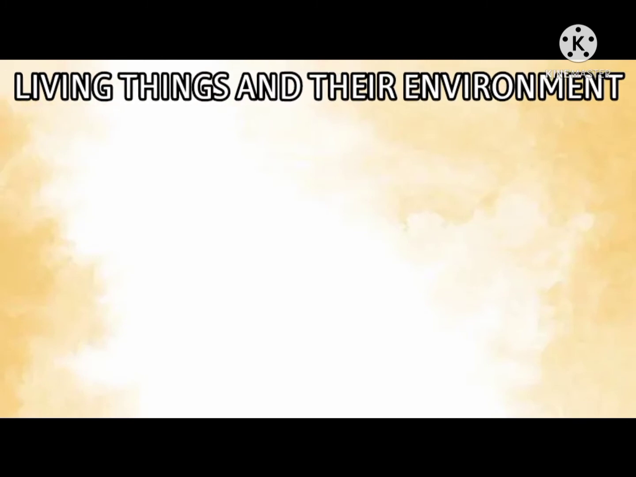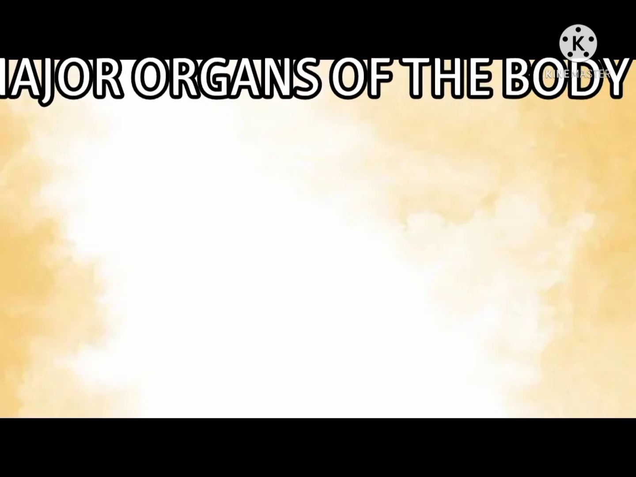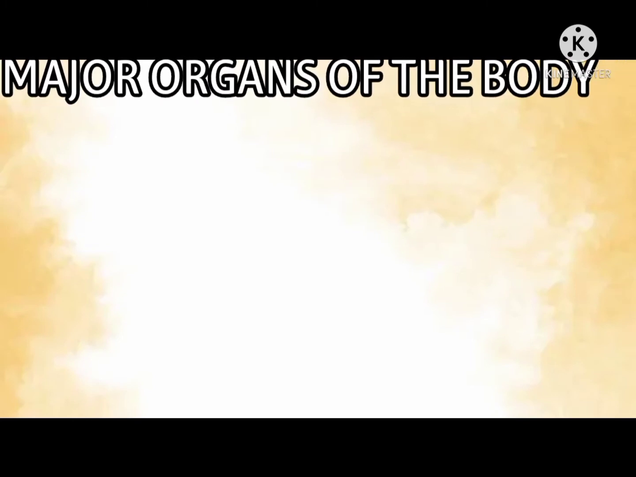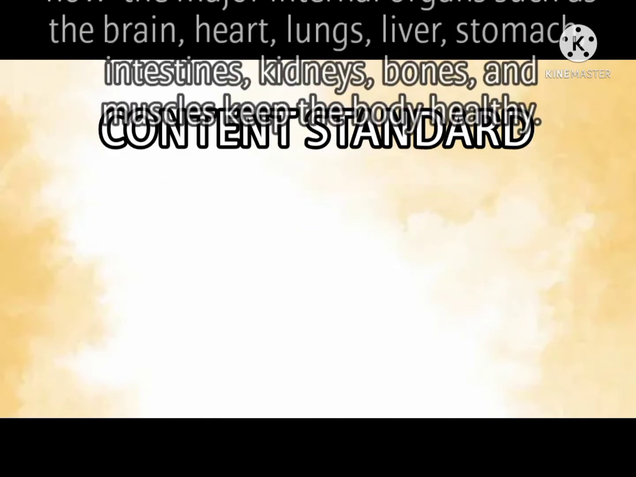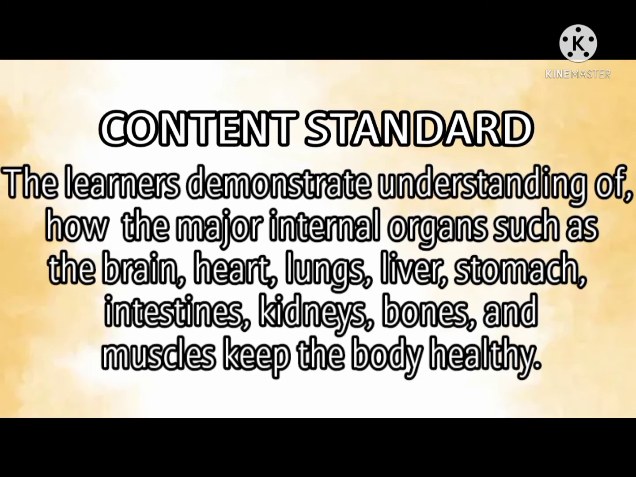And for the last example, may I call Mikaela Asiado to discuss the third example. For our third example, we have here living things and their environment, second quarter, grade 4 level. Content, parts and functions. Number 1, human, major organs of the body. Content standards. The learners demonstrate understanding of how the major internal organs such as the brain, heart, lungs, liver, stomach, intestines, kidneys, bones, and muscles keep the body healthy.